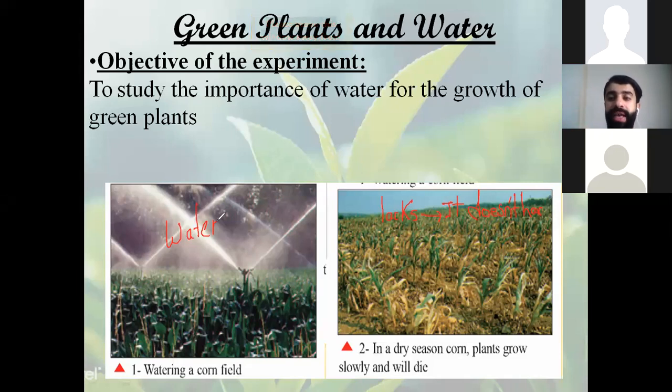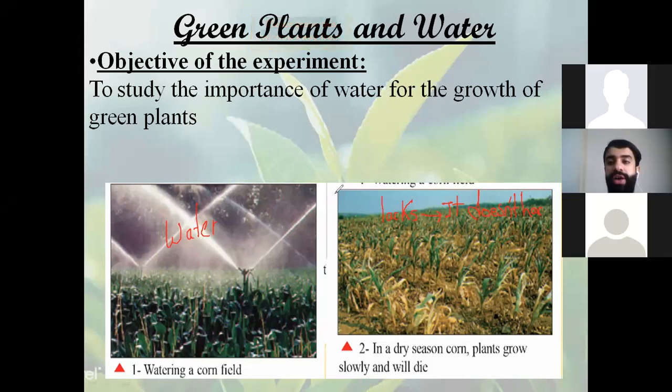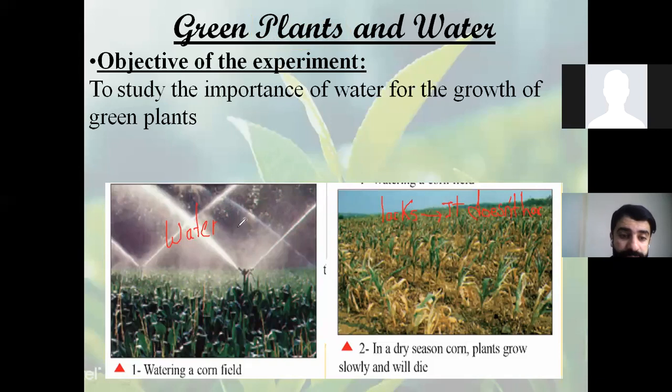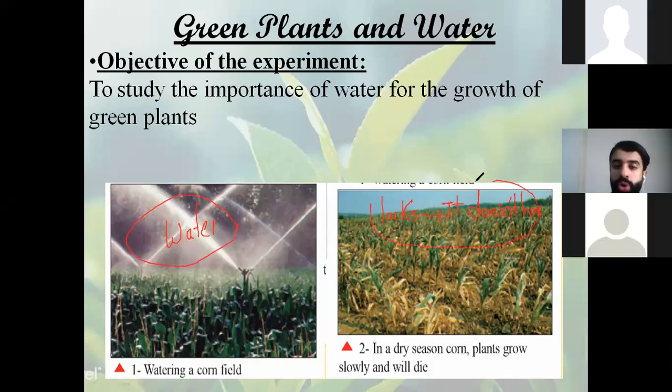Who can tell me? Yes, Jude, can you answer this question? Water. Excellent. So the variable factor is the water. Here in the first plant we have water, and the second one lacks water. So the variable factor here is the water. One of them contained it and the other didn't.